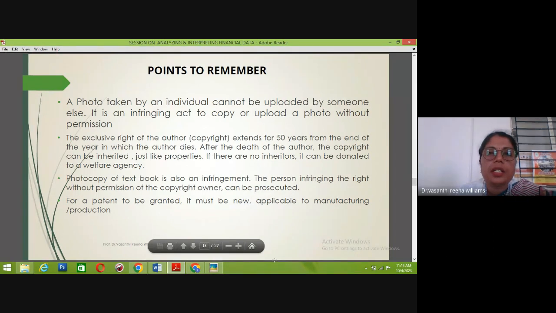And for a patent to be granted, it must be new. It should not be something which is already there. You will not get a patent for that. It should be new, and it should not be something out of the blue, something which is fictitious. It should be something which can be manufactured, which can be put into practice or something like that. Okay. So these are some important points which I thought I need to share with you. Can we go to the next point, please?